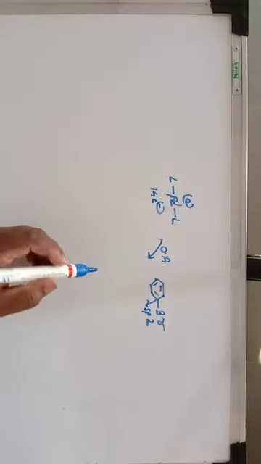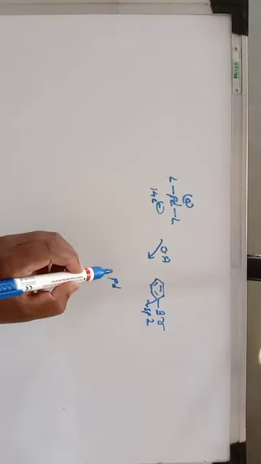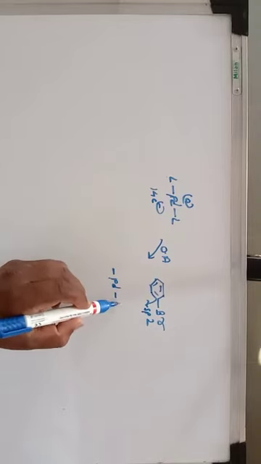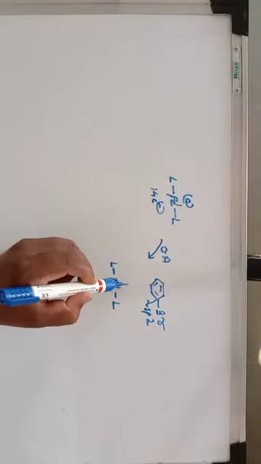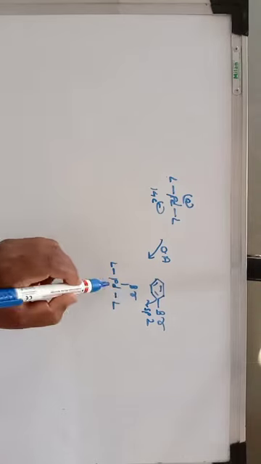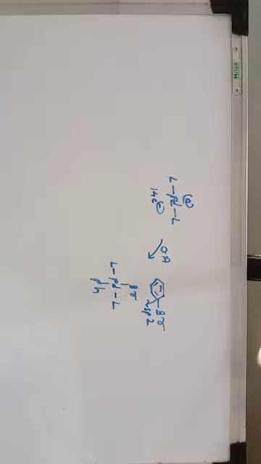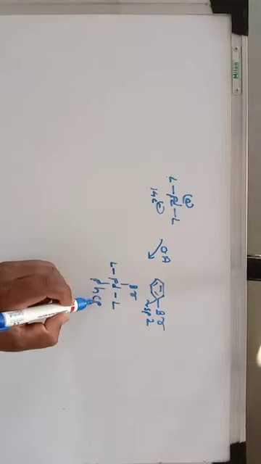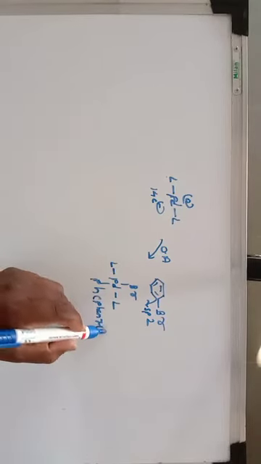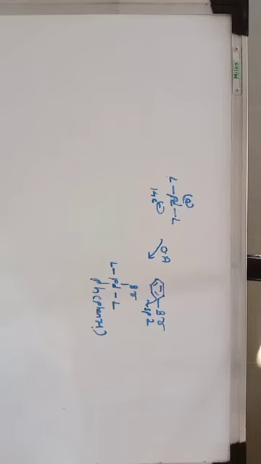So what is the product? Here we get PdL2, with one bromine and one phenyl ligand. We can write Ph as there. Ph stands for phenyl, so you should remember Ph. What is Ph? It is phenyl, C6H5. Okay, so this is the first step.